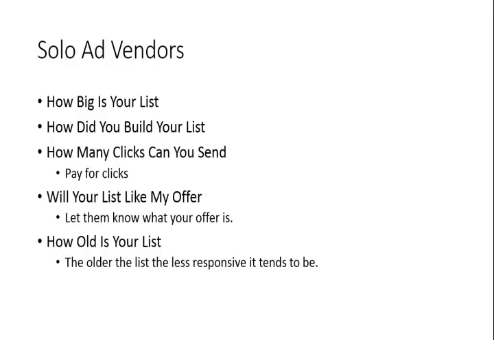Now, you also want to know how old the list is. The older the list is, it's probably going a little stale and it tends to be less responsive. So you like to have a list that's fresh, a list that's fairly recent. You don't want a list that's been out there a long time, because people are then a little more immune to the email and they are less likely to open it. They might just still be on the list because it's a habit.